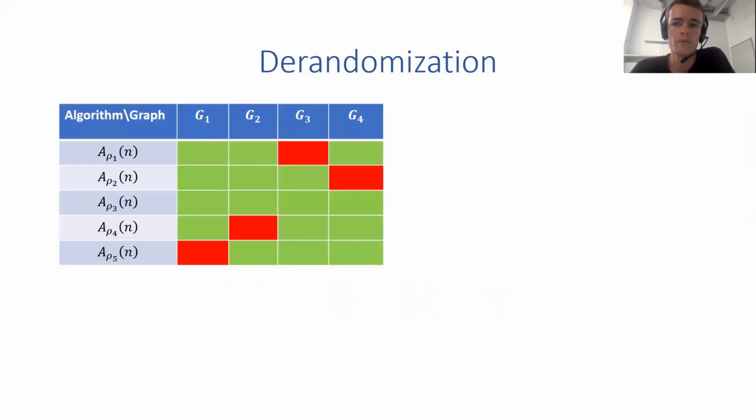One way to visualize what I have explained is in a 2-dimensional table. Here each row corresponds to some deterministic algorithm, which is determined by this function ρ of I. And each column corresponds to one possible input graph. Now we can mark a cell green if the corresponding deterministic algorithm succeeds on the corresponding input graph, and otherwise, we mark the cell red.